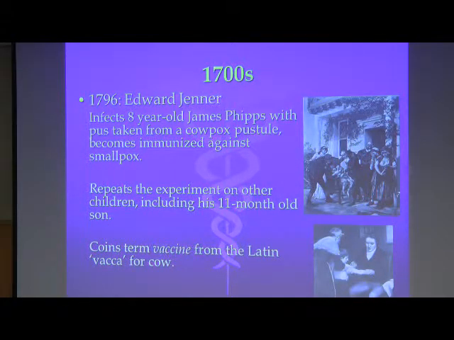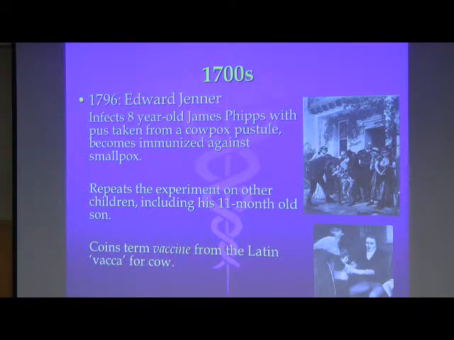In the 1700s, in 1796, Edward Jenner infects an 8-year-old, James Phipps, with pus taken from a cowpox pustule, and he becomes immunized against smallpox. And Jenner's theory was based on folklore that nursemaids, cowmaids who were infected with cowpox, for some reason didn't seem to be developing smallpox. So Jenner tests that on an 8-year-old boy. It turns out that he is protected, immunized against smallpox.